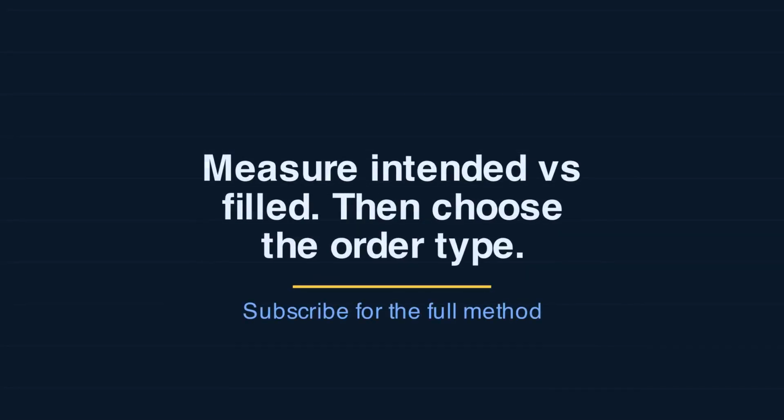5 cents per trade times 500 trades is real money, often equal to or larger than the strategy's annual edge. Use limit orders in liquid stocks where spreads are tight, and reserve market orders for fast or illiquid conditions where fills must happen. Track intended versus filled to expose the cost. The edge you preserve through execution choices is just as real as the edge you generate through setups.